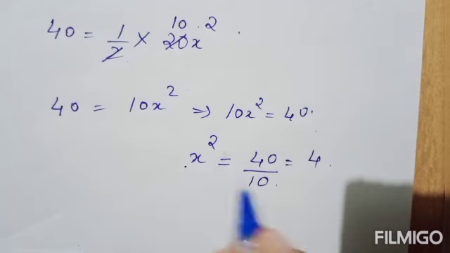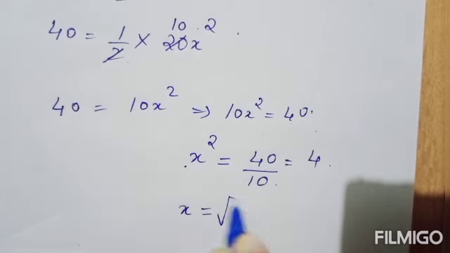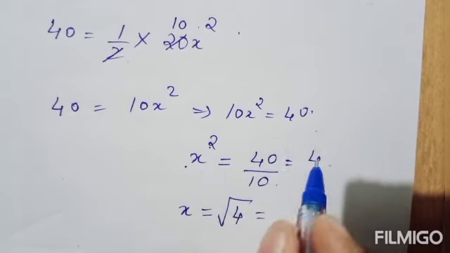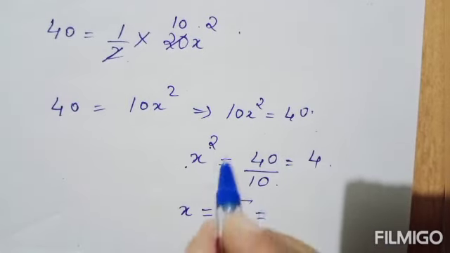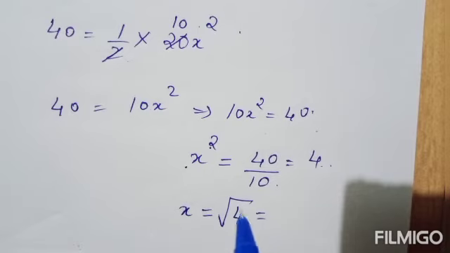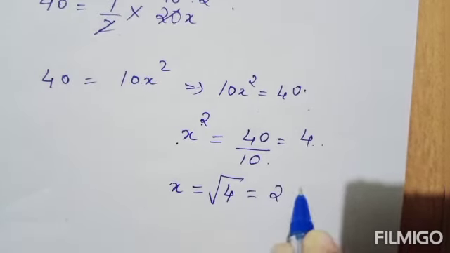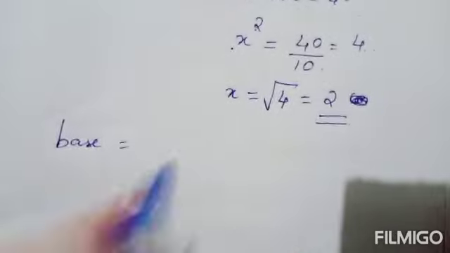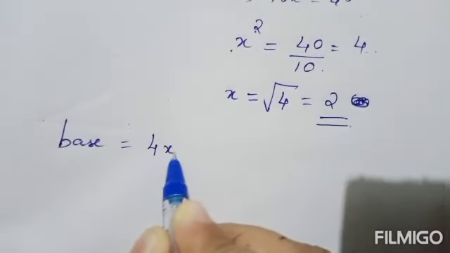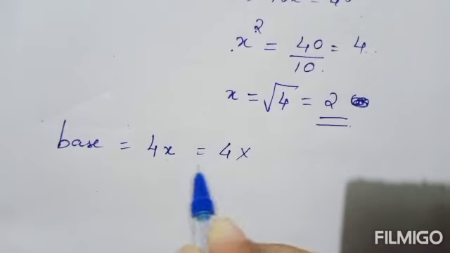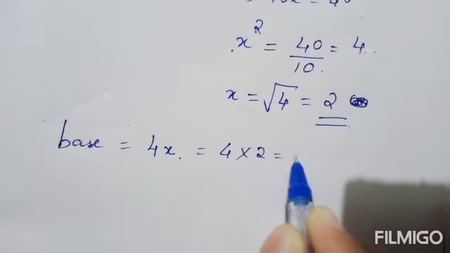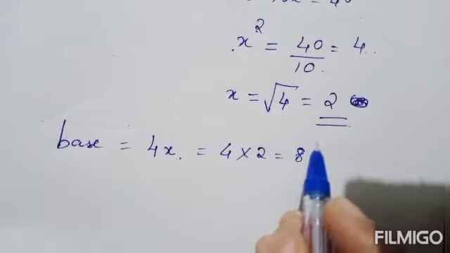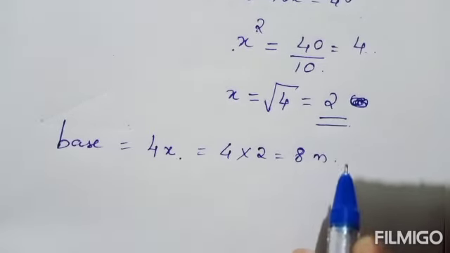So if x square equal to 4, what will be x? x equal to root of 4. Square on taking to the other side, it will be root. Okay, x square equal to 4, then x will be root of 4, that is 2. x equal to 2 you got. Now you can find the base and height. Base, how do we take it? It is 4x. So 4 into the x value we got, 2. So 4 into 2, it is 8 meter. Okay, unit is meter.